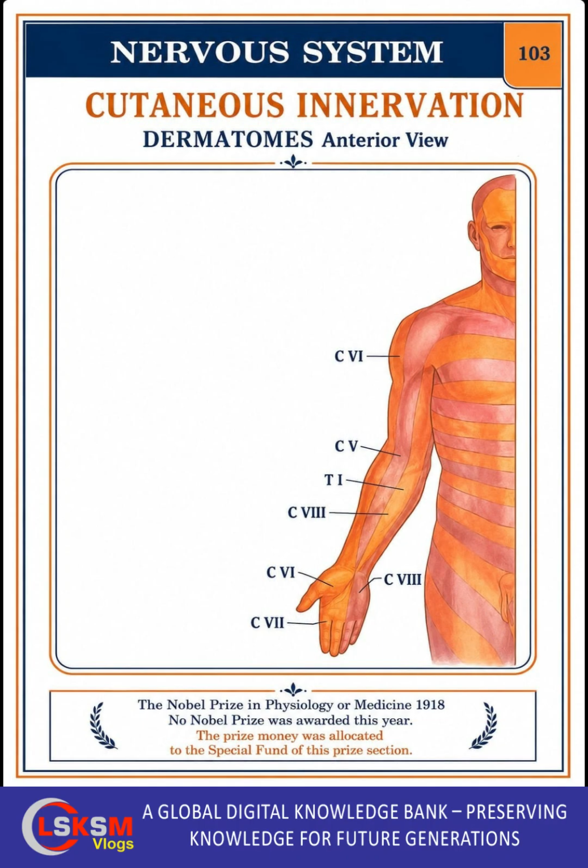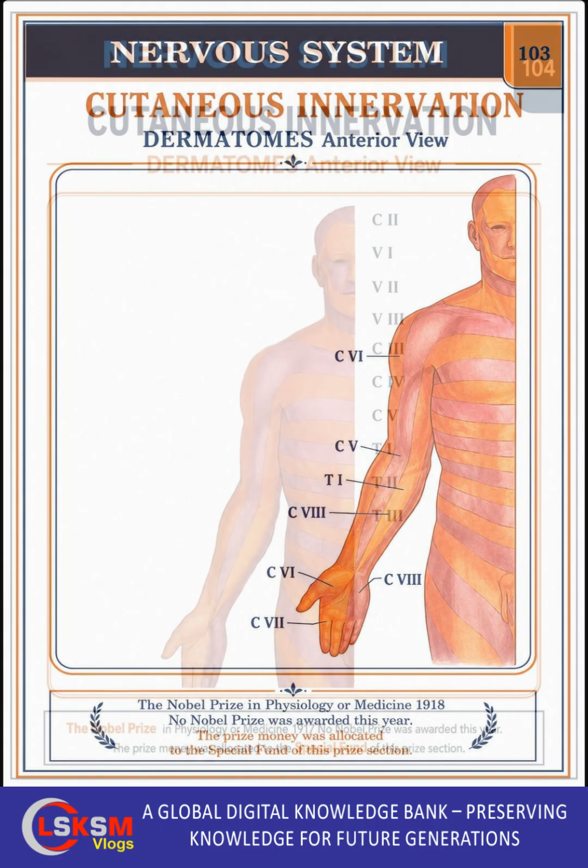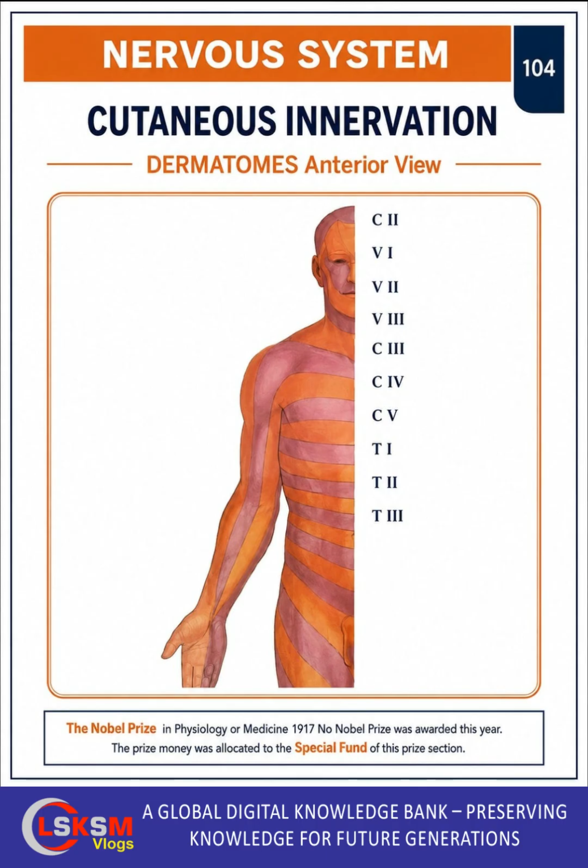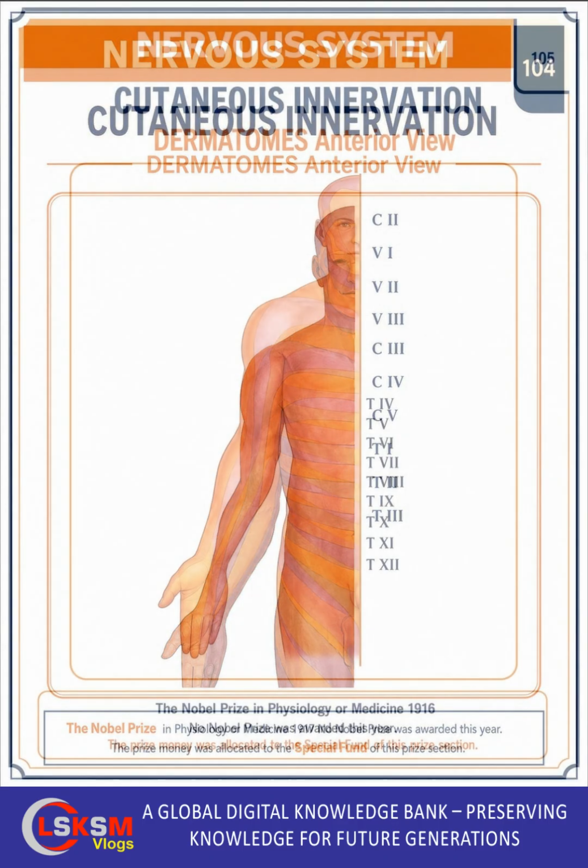Cutaneous innervation, dermatomes, anterior view. Displays the sensory skin regions supplied by spinal nerves on the front of the body. Each dermatome represents a specific spinal nerve segment. Illustrates the distribution of dermatomes across the anterior body surface. It helps identify nerve root involvement during neurological examinations.